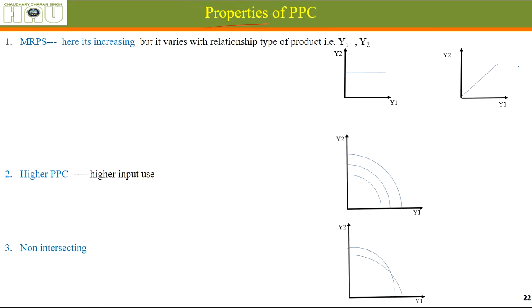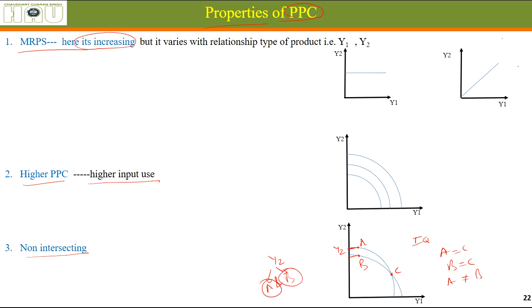The properties of production possibility curve: again MRPS, here it is increasing. I have just told you in the earlier graph. Higher PPC means higher input use, because more input means more output. These are non-intersecting in nature, as I have just told you in the earlier slide about the isoquant, that A equals C, B equals C, but A is not equal to B because the output level of Y2 is not same in A and B. So input level can also not be same.